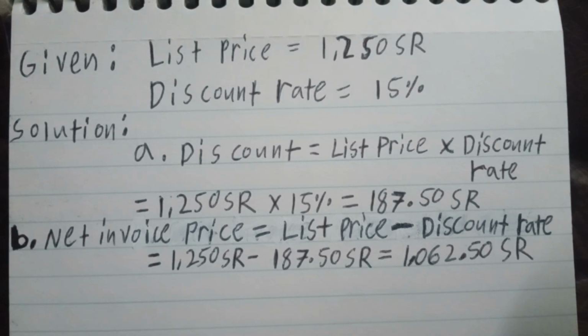So we start by multiplying 1,250 riyals by 15%, which will give us 187.50 riyals. And then for the net invoice price, we have list price minus discount. So 1,250 riyals minus 187.50 riyals, which will give us 1,062.50 riyals.